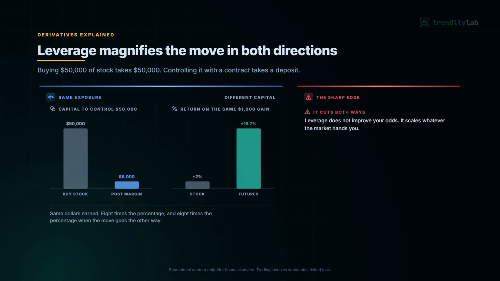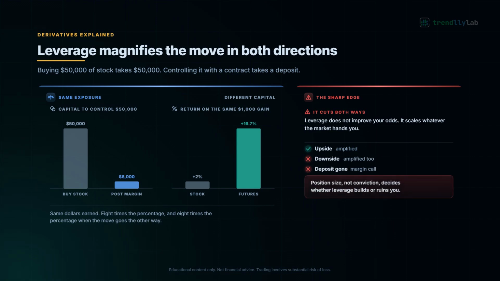Leverage does not improve your odds. It scales whatever the market hands you. The upside is amplified. The downside is amplified too. And when the deposit is gone, there is a margin call. Position size, rather than conviction, decides whether leverage builds or ruins you.